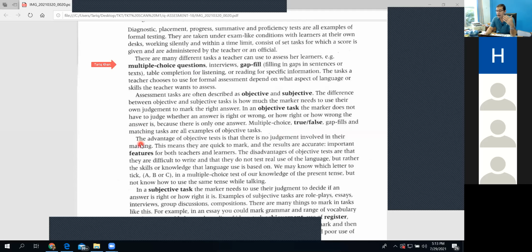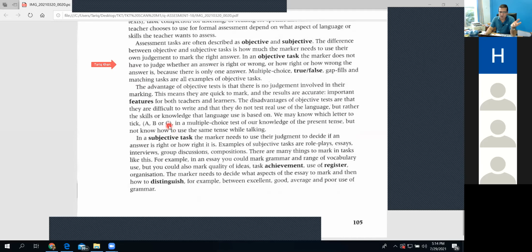Objective tasks mean the marker is not using their own judgment, their own understanding and observation about the performance of it. Okay. Opposite to it is the subjective task. Subjective task comes over here. That's further the explanation of it. In a subjective task, the marker needs to use their own judgment to decide if an answer is right or how right it is. Example subjective tasks are role plays, essays, interviews, group discussion, composition.